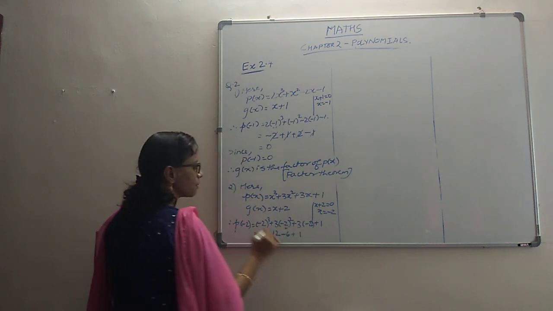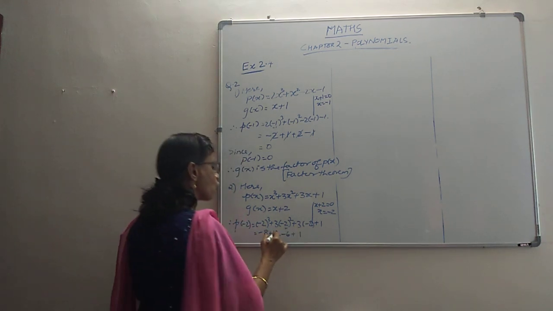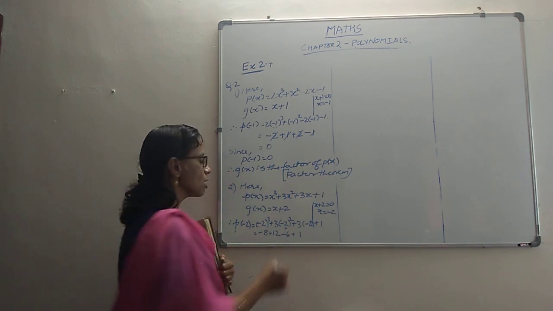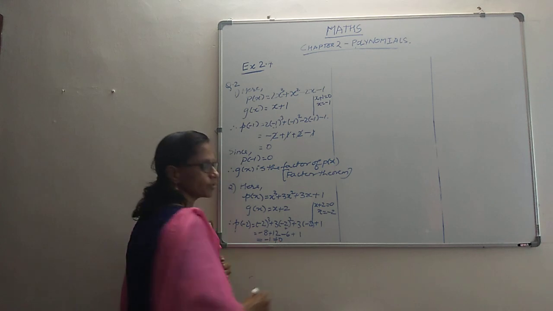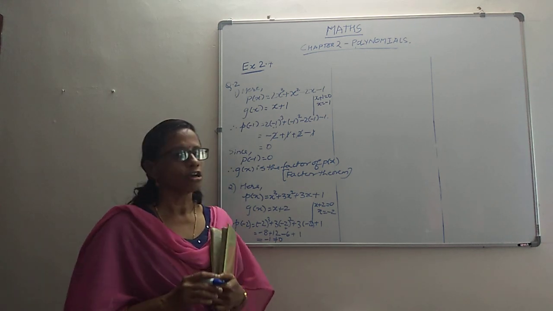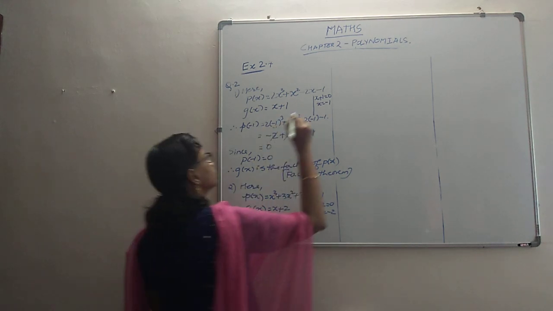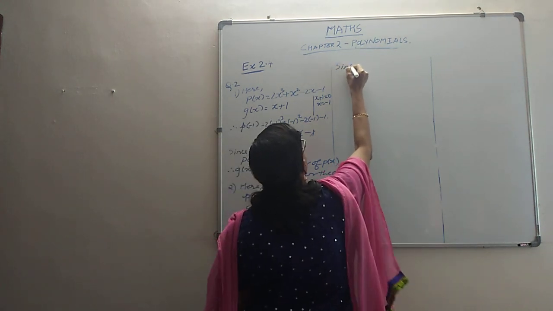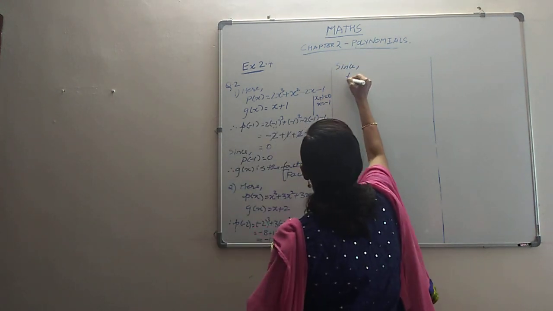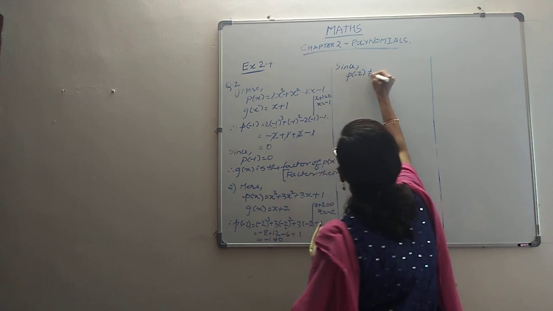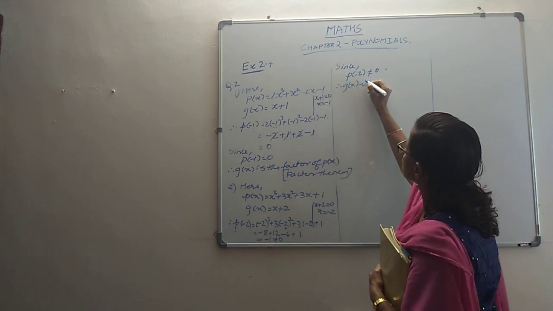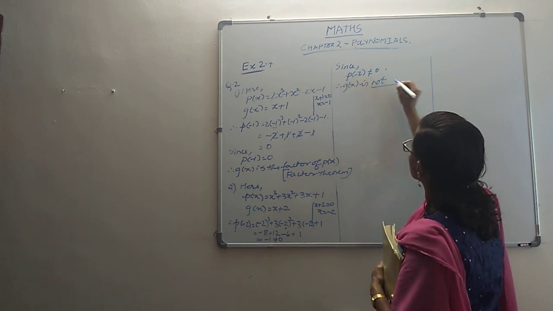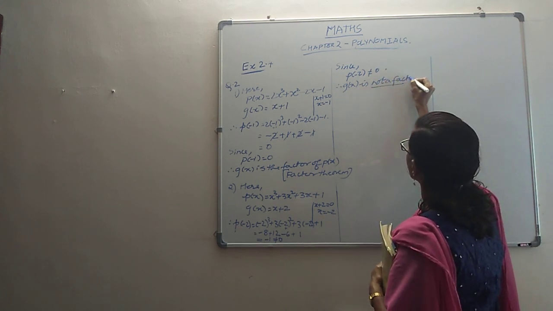So minus 8 plus 12 is 4, and 4 minus 6 is minus 2, minus 2 plus 1 is minus 1, which in turn is not 0. We only want to know whether it is 0 or not, so it's not 0. So you will conclude that since p of minus 2 is not 0, therefore g of x is not a factor of p of x.